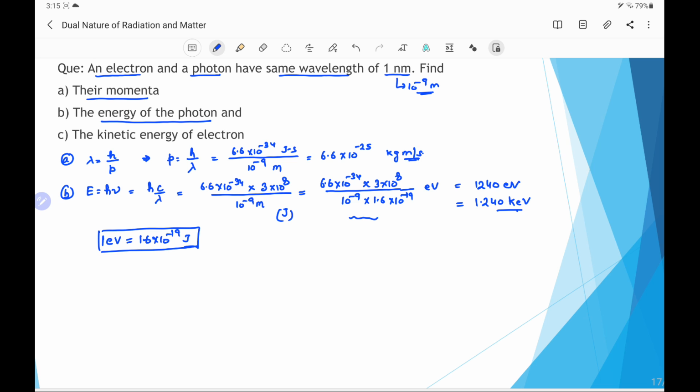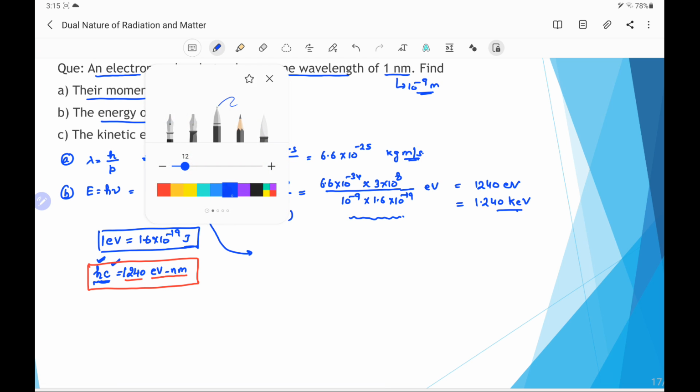Here it requires some calculation. We can calculate the result directly if we remember the value of the product hc, because h is the Planck's constant, it has the fixed value. c is the speed of electromagnetic wave or the light, it is also having the fixed value. So this product will have the same value, and it is 1240 electron volt nanometer. So we have to remember this conversion for hc. This hc has the value 1240 electron volt nanometer.